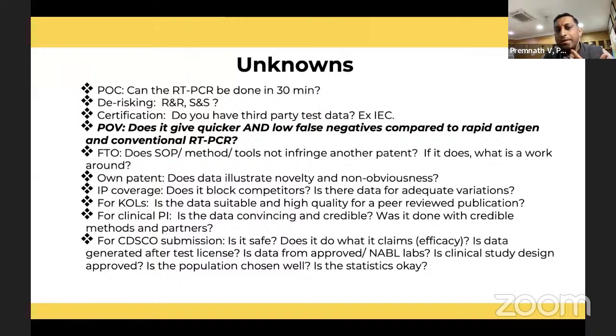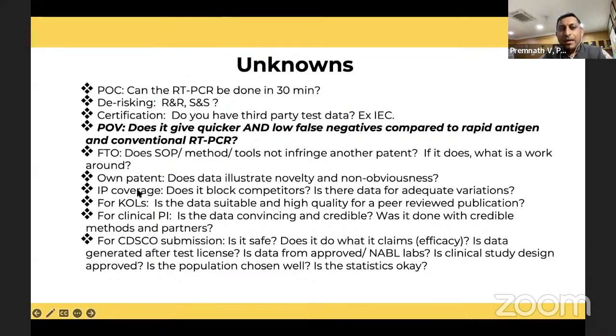If it's for your own patent that you're going to file, you will ask the question, does data illustrate novelty and non-obviousness? And that's unknown there. You need to generate data for novelty to demonstrate it's new compared to all that has been written by others, and non-obvious compared to the closest alternatives that are available. That means you made a leap which is not obvious to somebody reasonably skilled in the art.